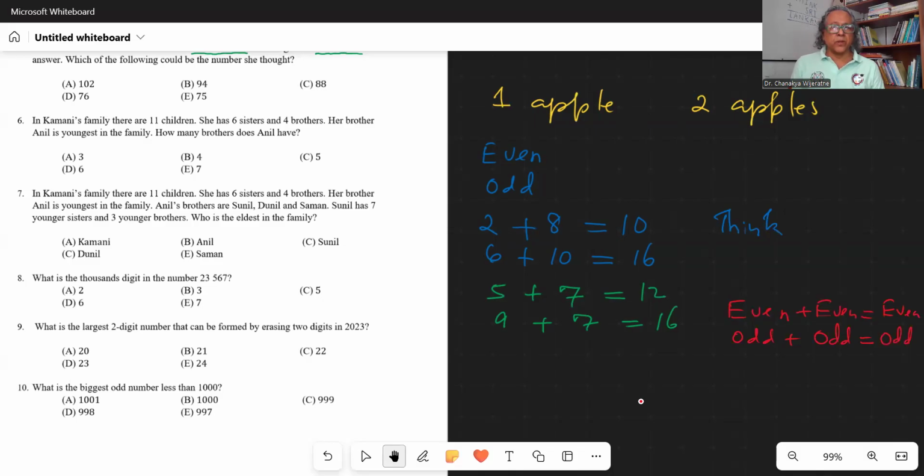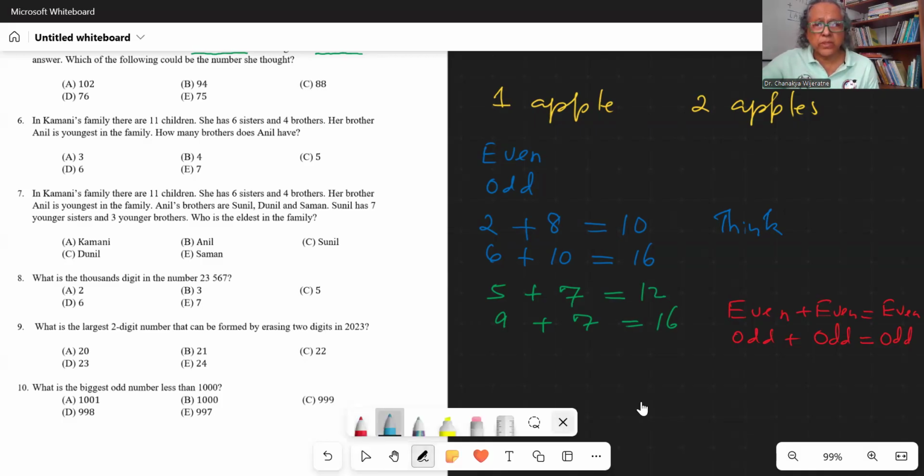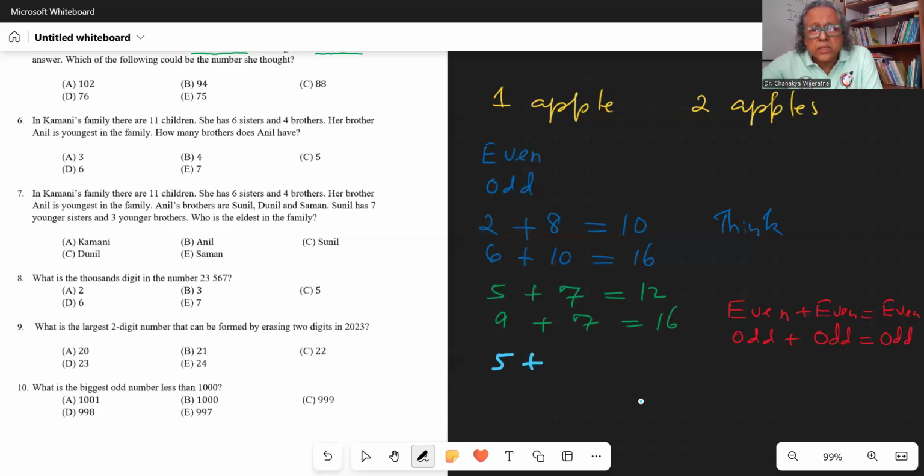All right. So how about if you add an even number to an odd number? Let's take a few examples to see what's going on. So 5 plus 6, we get 11. We added an odd number and an even number. We got an odd number. Is it always true? Let's see. Let's add 9 to 8. What do we get? We get 17, an odd number.